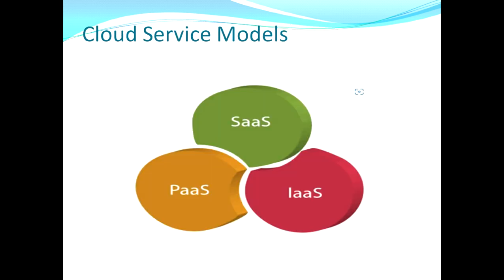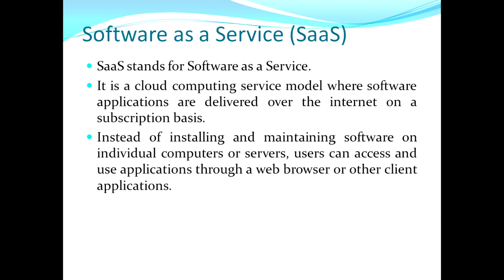The next one is cloud service model. There are three different types of cloud service model. One is software as a service. The second one is platform as a service. Third one is infrastructure as a service. What do you mean by software as a service?